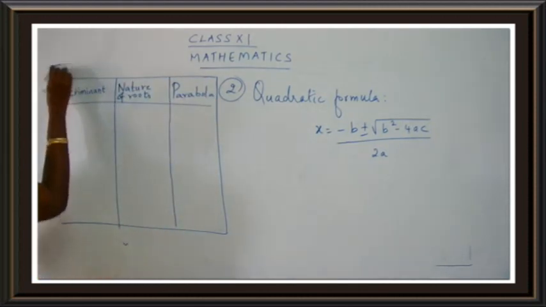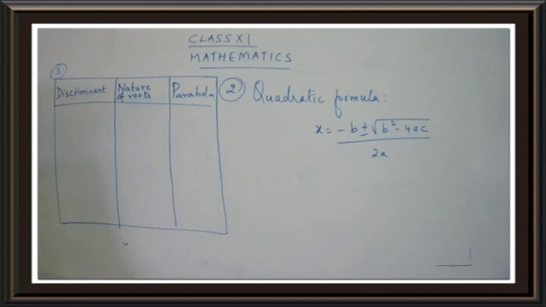And on the third point, discriminant, nature of roots and parabola. How will the graph look like? This is all you have done in your lower classes. And parabola is not a new thing. We have seen how the parabola goes. Yes, children? So we all know all these things. When I explain the points, I'll tell you how the graph looks like.